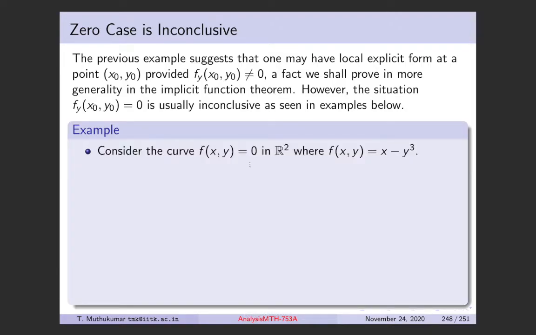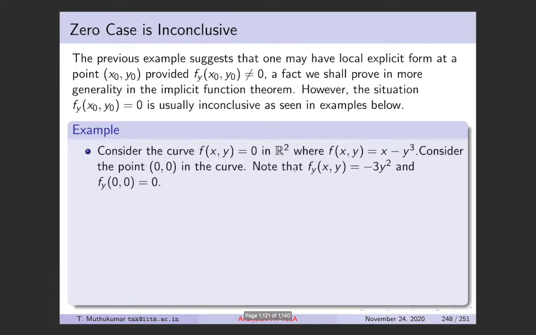For instance, consider this example, f(x,y) equal to 0 for this f of x, y. So this is in R2. Look at this curve. For this curve, consider the point 0 comma 0, and you differentiate this with respect to the y variable, which is minus 3y squared, and the evaluation of this at 0 comma 0 is 0. So f_y at 0 comma 0 is 0.